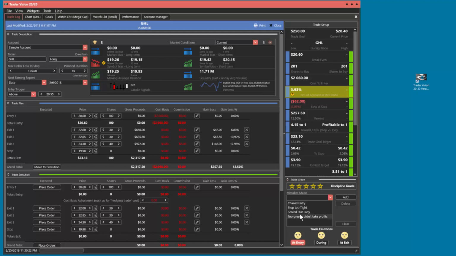If you're chasing entries, you need to set those entry triggers so that you're not chasing those trades and paying too high a price right before the stock is going to reverse on you. You need to learn to take those profits along the way toward your trade goal. Get that trade goal off the table as soon as you can. All of these things will help your trading.